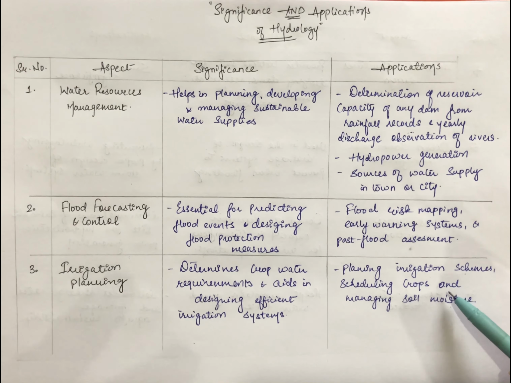The other aspect includes hydraulic structure design. The significance and applications are almost similar for this aspect of hydrology because it provides the critical data of rainfall intensity and analysis for designing dams, reservoirs, canals, culverts and spillways.